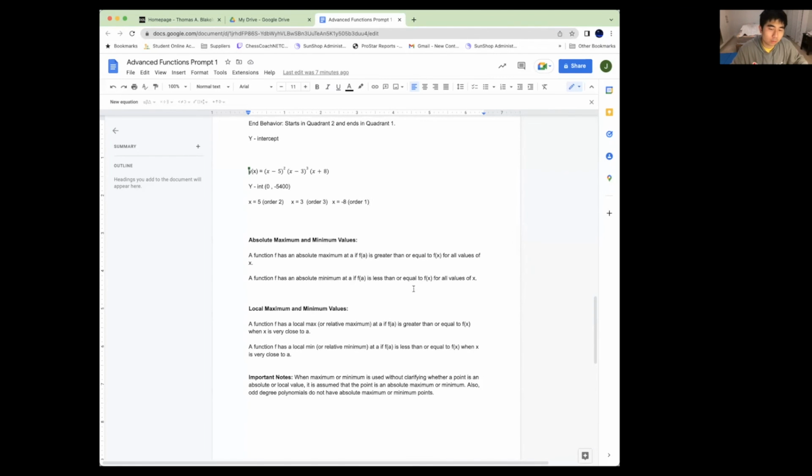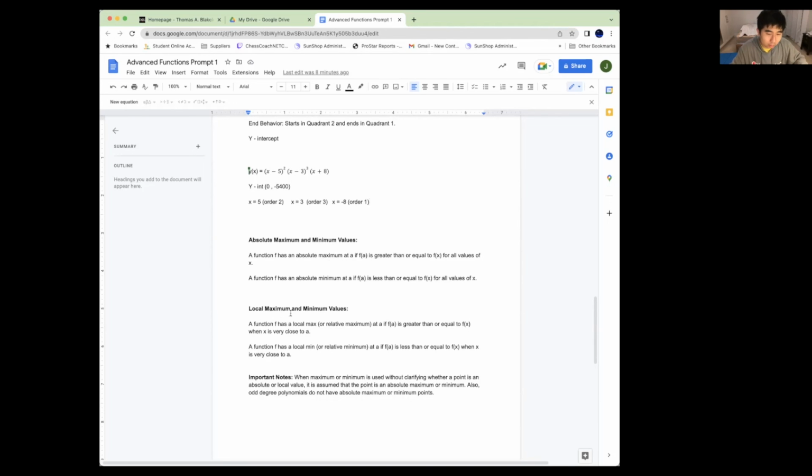Last thing we have to go over is what absolute maximum and minimum values are. I'm going to read the definitions to you, but these definitions are a little bit confusing, so after I read them to you, I'm just going to show you some examples. A function f has an absolute maximum at a if f at a is greater than or equal to f at x for all values of x. And a function f has an absolute minimum at a if f at a is less than or equal to f at x for all values of x. That's a pretty complicated definition, but I'll show you what it means after I read the other definitions.